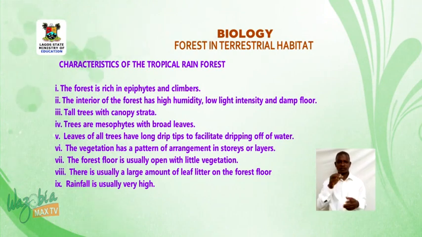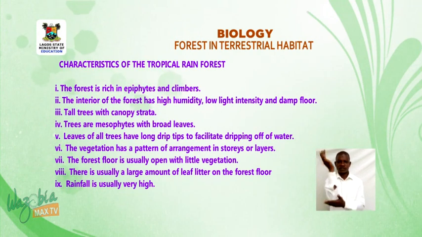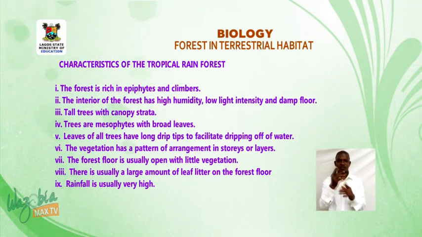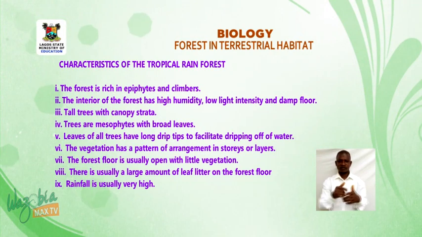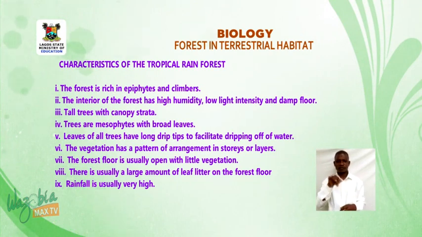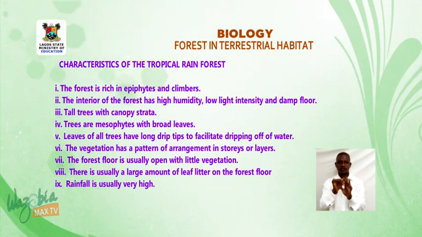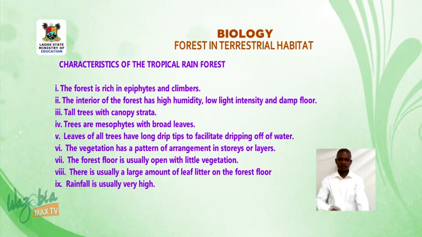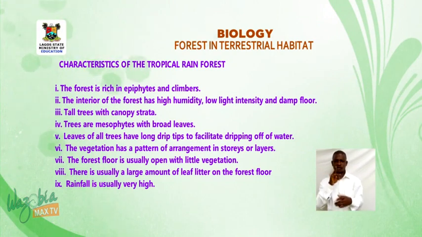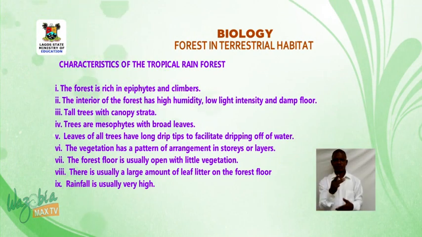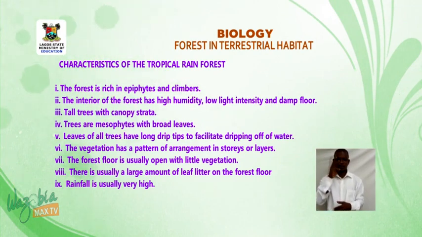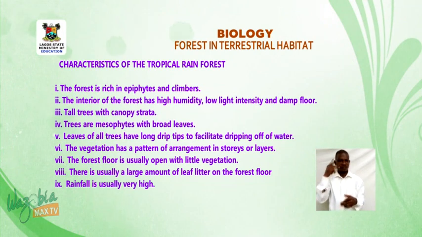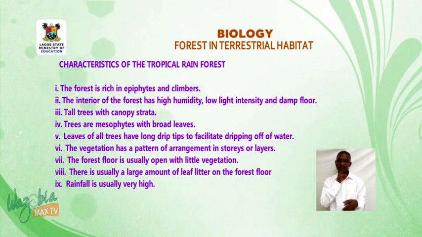3. Tall trees with canopy strata. Most of the trees there are tall trees, they form canopy. Their leaves are broad to form canopy. 4. Trees are mesophytes with broad leaves. Trees are mesophytes, which means they are those plants that can cope with the moderate rainfall and temperature. 5. Leaves of all trees have long drip tips to facilitate dripping off of water.